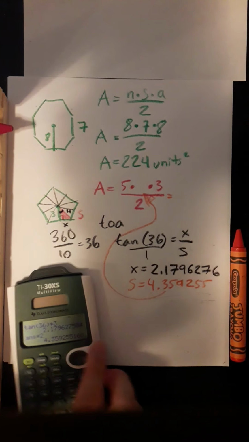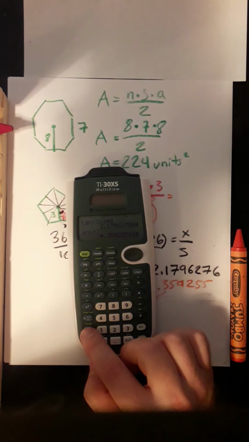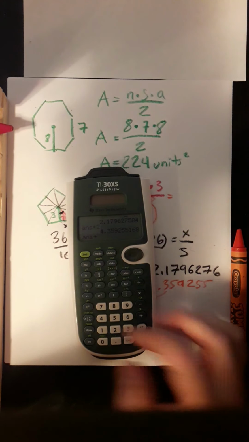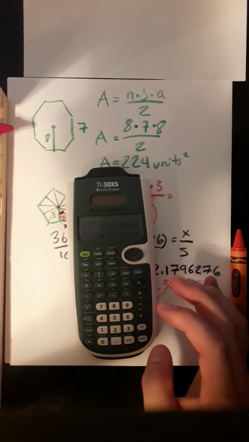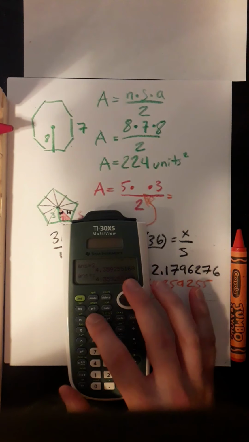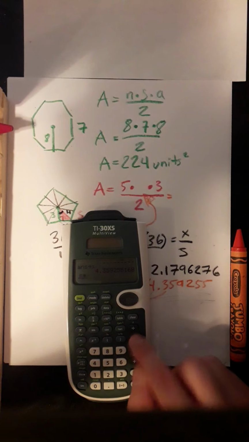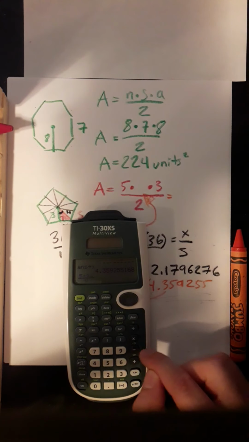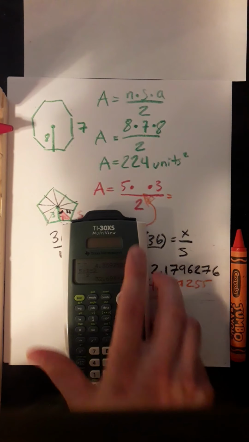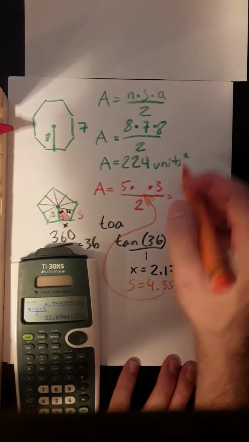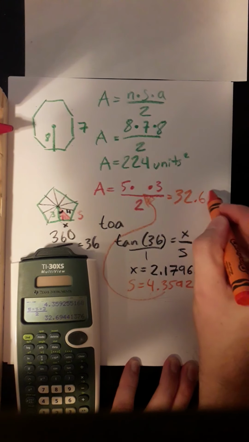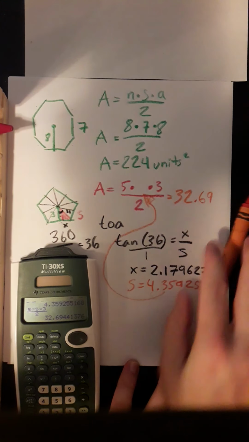Now, on my calculator, what I'm going to do to do that is I can hit store. I'm going to store that value as x, just to make my life easier. Okay, so that's x now. So now I'll take 5 times x times 3 divided by 2. And it's giving me an area of 32.69 down to the nearest hundredth.